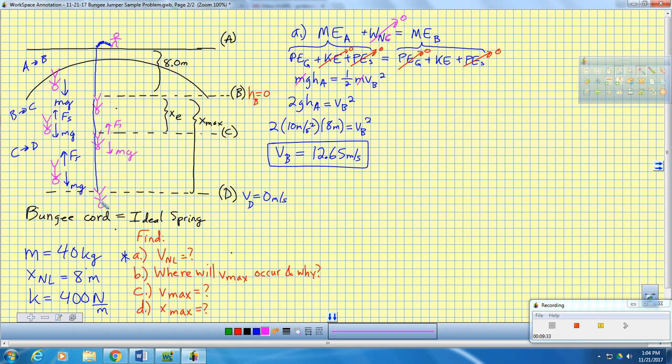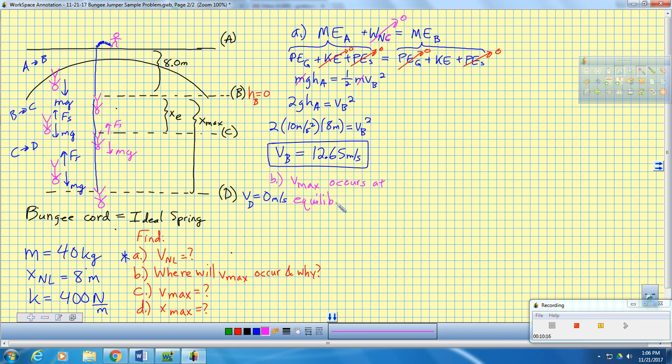Past equilibrium, that force of spring is bigger than gravity, so you begin to slow to a stop until down here you actually do stop and shoot back up the other way. So your maximum speed occurs when you stop accelerating in the downward direction, which occurs at C at equilibrium because that's the place where those two forces become balanced. So for part B, Vmax occurs at equilibrium for what we just explained.